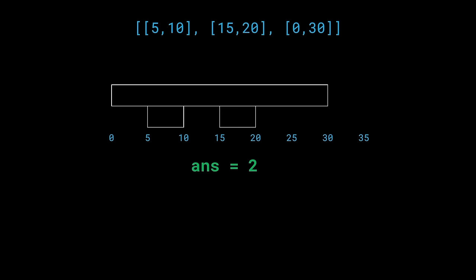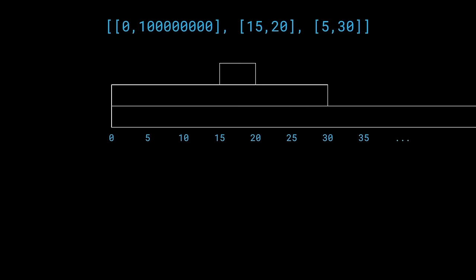As you can imagine, that will take quite a lot of time. In fact, if we have cases like these, where we have one meeting from 0 to 10 to the power 9, which is, by the way, a valid constraint, whenever we have these kind of meetings, well, as you realize, 10 to the power 9 is not a feasible way to deal with this, right? If we iterate from 0 all the way up till 10 to the power 9, we'll already get a time limit exceeded, and that's even just looking at one single meeting.